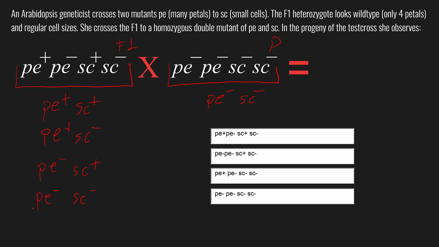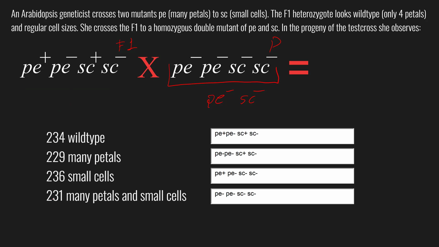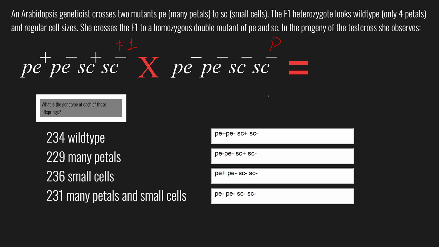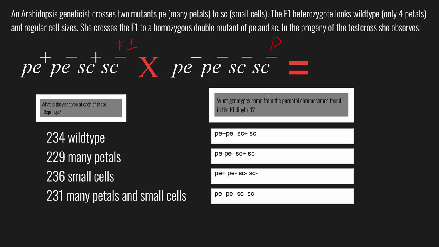Let's look at an example. So I'm going to erase this for a minute. Okay, so they're giving us a table here. What is the genotype of each of these different offspring? That is really the most important question. And what genotypes come from the parental chromosomes found in the F1 dihybrid? So here we have the table that summarizes the different offspring that we obtain.